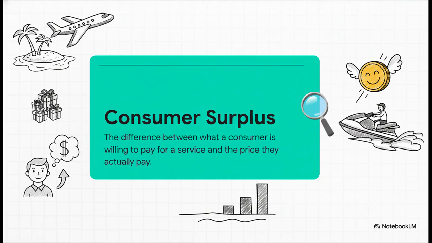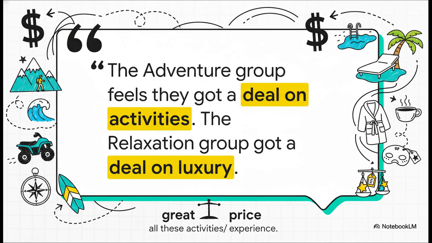Let's break this down. Every single one of us has a maximum price we're willing to pay for something. If you're dying for a coffee and you'd pay up to $5 for it, but the shop only charges $3, that $2 difference is your consumer surplus. It's that internal feeling of, hey, I got a great deal. Now, a smart manager's job isn't to get rid of that feeling. It's to design a pricing structure that captures as much of that hidden value as possible and converts it into company revenue. And this quote just nails it.